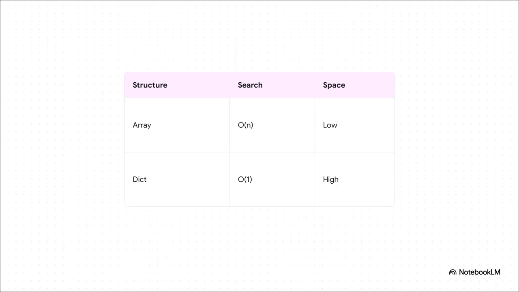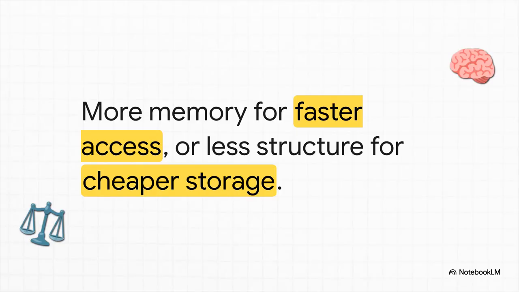Dictionaries and hash tables, they give you that incredible constant time speed, but their space complexity is high. Dictionaries literally buy their speed by spending extra memory to maintain that complex hash table structure underneath. That right there is the golden rule. You can have more memory overhead in exchange for lightning-fast access, or you can have less structure for cheaper, more compact sequential storage. There's honestly no such thing as a universally perfect data structure. There are only deliberate trade-offs designed to solve specific problems efficiently.